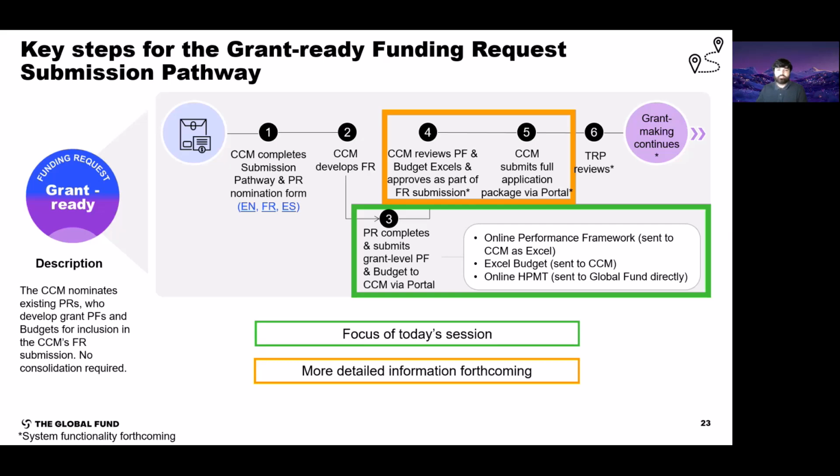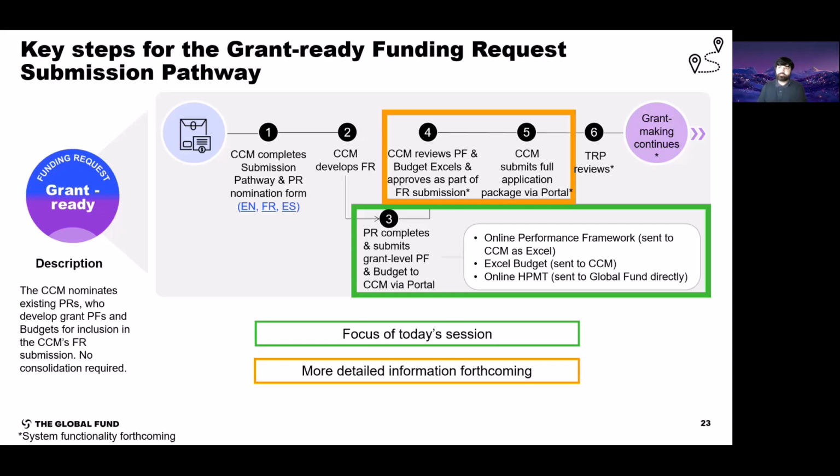The only key difference here is the box that we highlight in green, which outlines the steps that the PR will be completing in order to ensure that the funding request application package is complete. So PR will be receiving the forms with the link from the Global Fund notification to access the online performance framework and to download Budget Excel and to complete those and submit to the CCM via the partner portal.